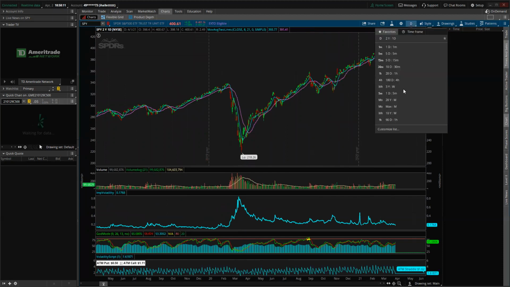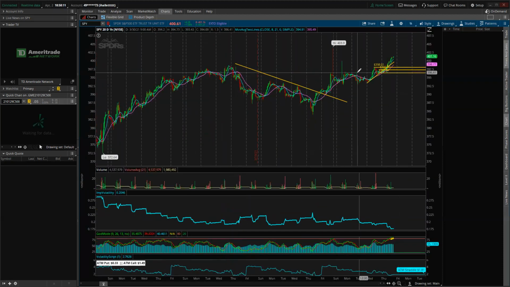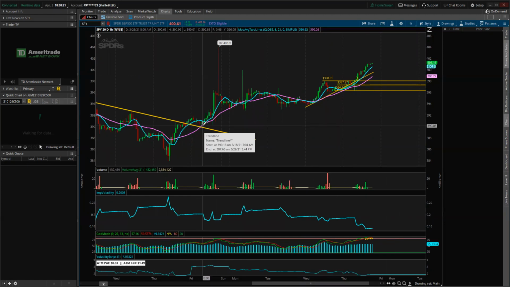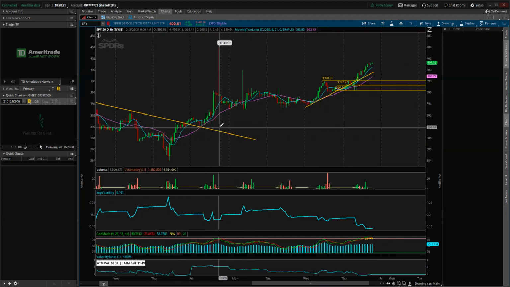Oh, wrong chart. Right? All right, here we go. That's that retest. That's that retest I was talking about. So if price touches that, then your principle for stopping out is to set it for whatever the previous low was.